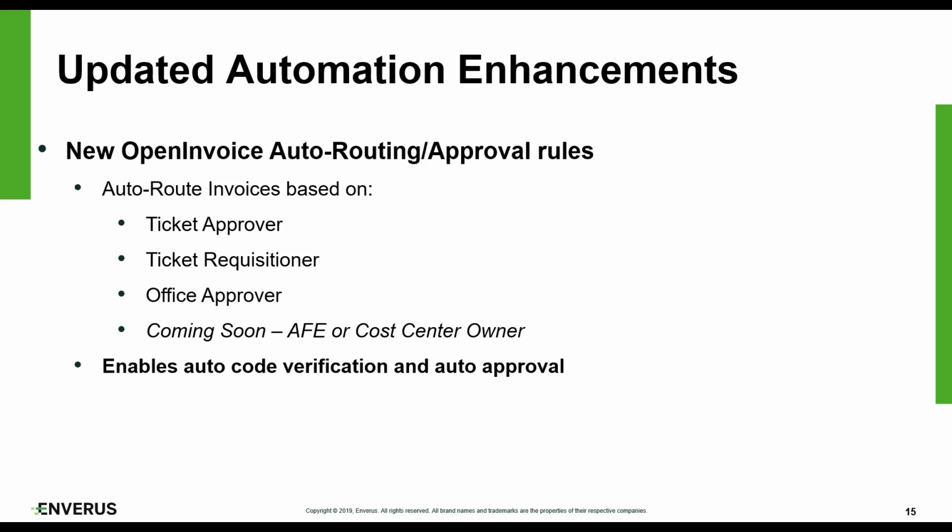Today, with the release last week, we're able to do that based on all kinds of data on the ticket, such as the person that approved the ticket, maybe the person that requisitioned the work, or someone identified as the office approver on the ticket. Coming soon in the next release is the AFE or cost center owner. So if you assign that ticket to a particular AFE or cost center, it could route to that person automatically after everything's been reviewed. So really eliminate those steps of someone manually, or using bots, routing invoices around. Have the system look at the data and do it. This really enables auto coding and auto approvals.